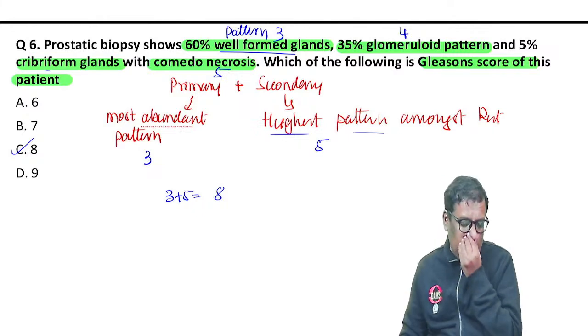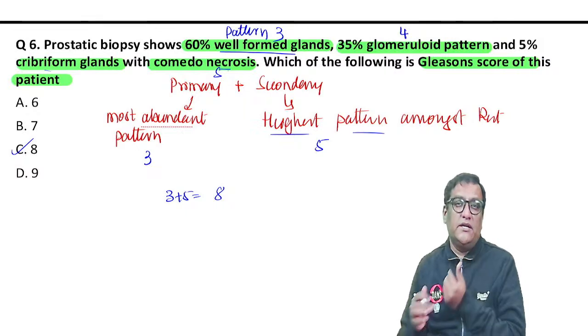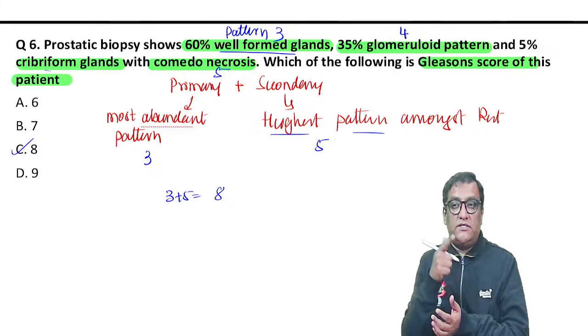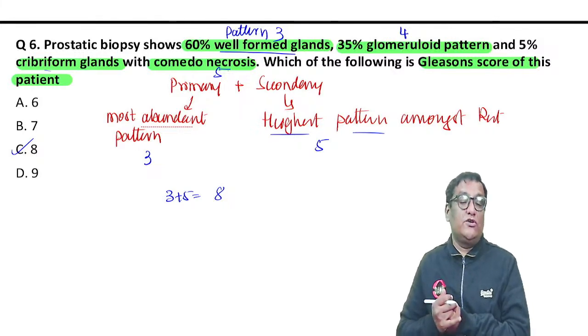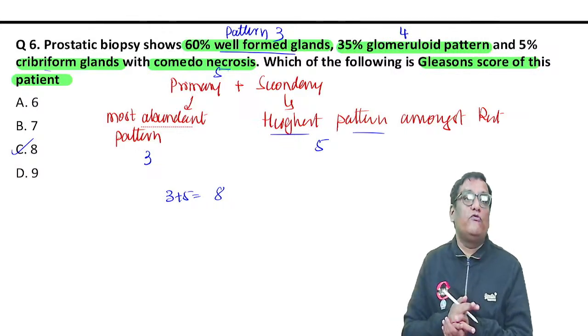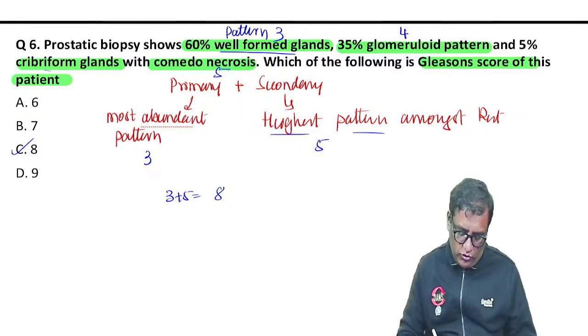That is the score. And the new Gleason grade group, what will be the Gleason grade group? A score of 6 will be grade group 1. 3 plus 4 equals 7 will be grade group 2. 4 plus 3 equals 7 is grade group 3, and this will be grade group 4. If you are asking me which grade group, the answer is grade group 4.